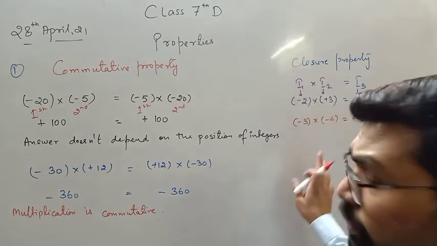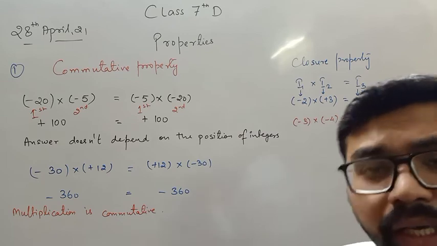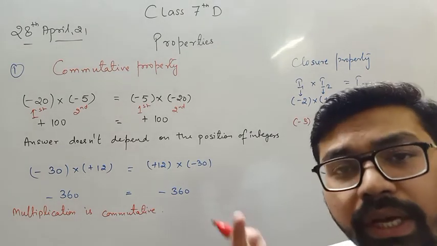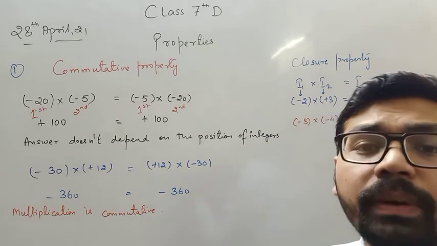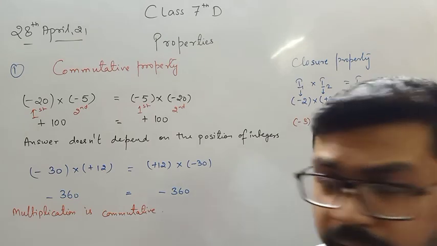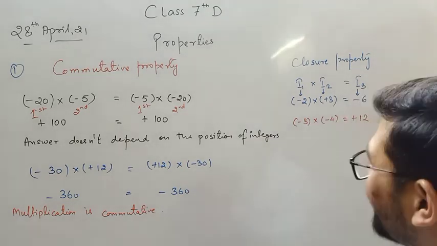So beta, don't get confused by closure property. What does closure property tell you? If you are multiplying integers, then in the result you will also get an integer. And commutative property tells that the result doesn't depend on the position of the integers. Okay beta? I'm so sorry for the confusion that I created for you. I'm so sorry for that.